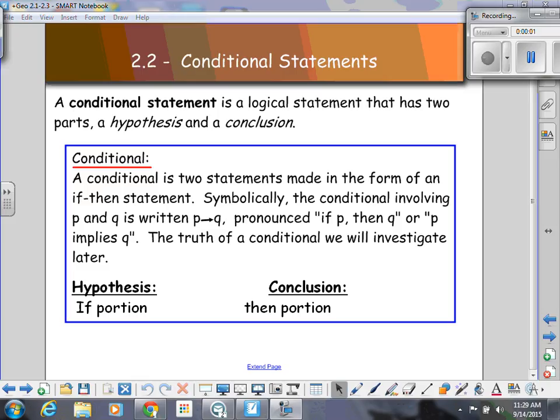All right, so we are going to talk about conditional statements. We did our homework last time, and we talked about inductive reasoning and counterexamples and conjectures, right? So first thing we're going to talk about is the conditional statement. All it is, is a logical statement, and it has two parts, a hypothesis and a conclusion.